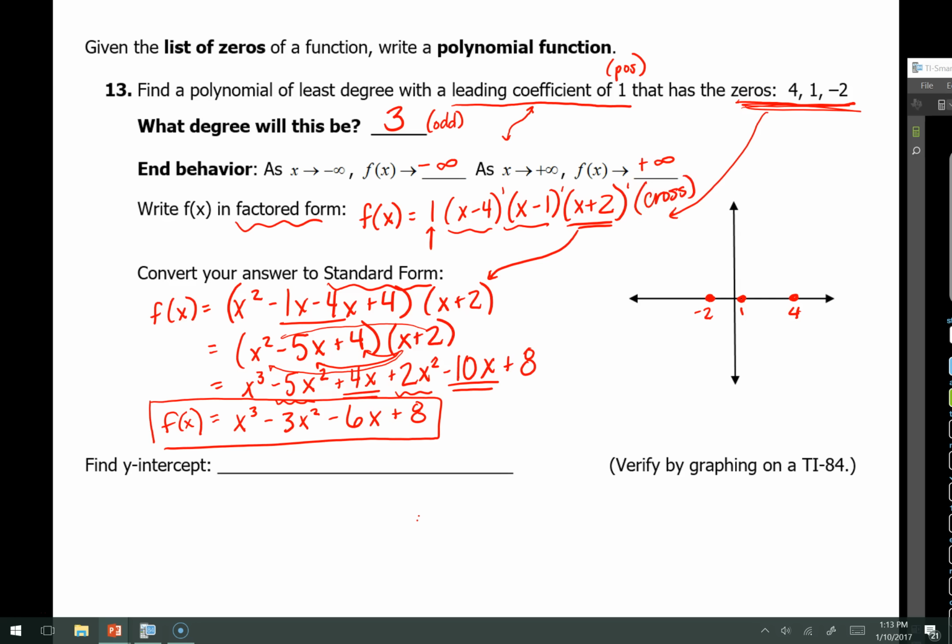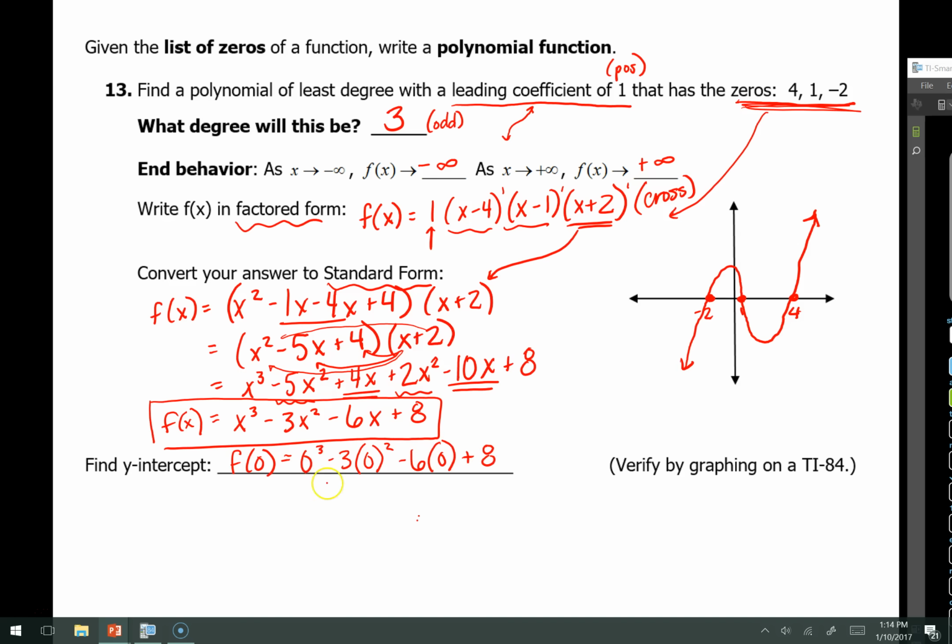So when we graph this, we're going to start down at negative infinity on the left. We're going to cross through negative 2, and cross through 1, and then cross through 4 and go up to positive infinity. If you want to find the y-intercept, we're evaluating at f of 0 because that's where the x value is 0. So if I put that into f of x here, look at what's going to happen. 0 to the third is going to be 0. Negative 3 times 0 squared is 0. Negative 6 times 0 is 0. And then you've got that plus 8.